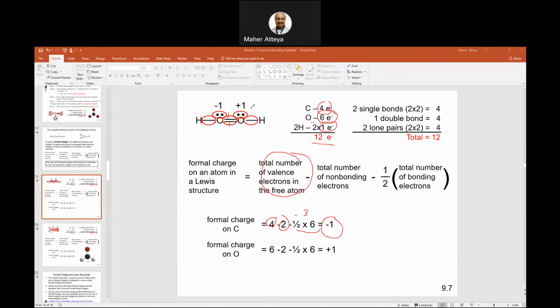Oxygen will be 6. This is the total. Minus the non-bonding is 2, 2 from the non-bonding. And half of the bonding is 1, 2, there's 2 here set and 2 here set, 6. Those are 6. Correct? So therefore it is plus 1 if we have this charge. Correct? So that's how to calculate the formal charge.